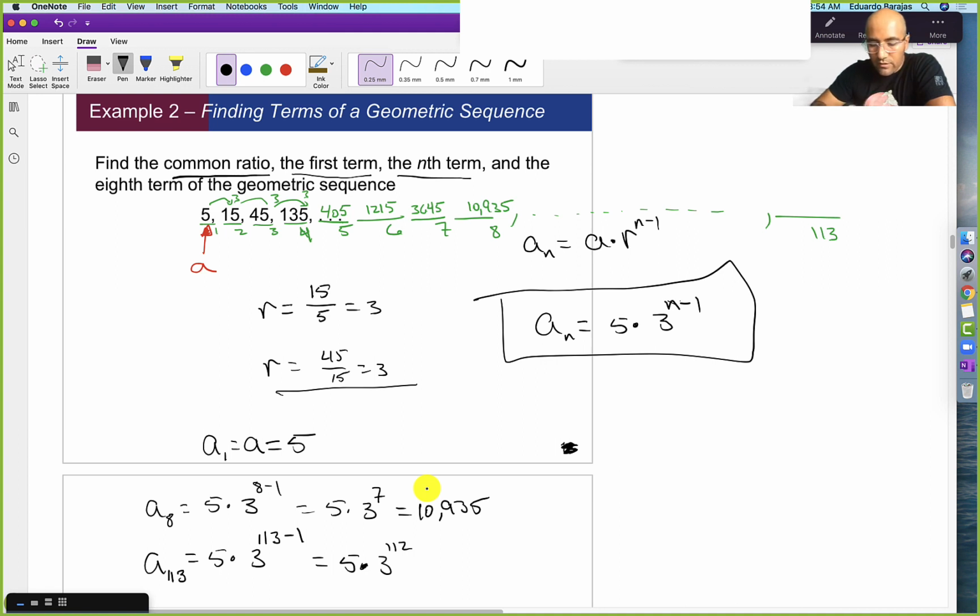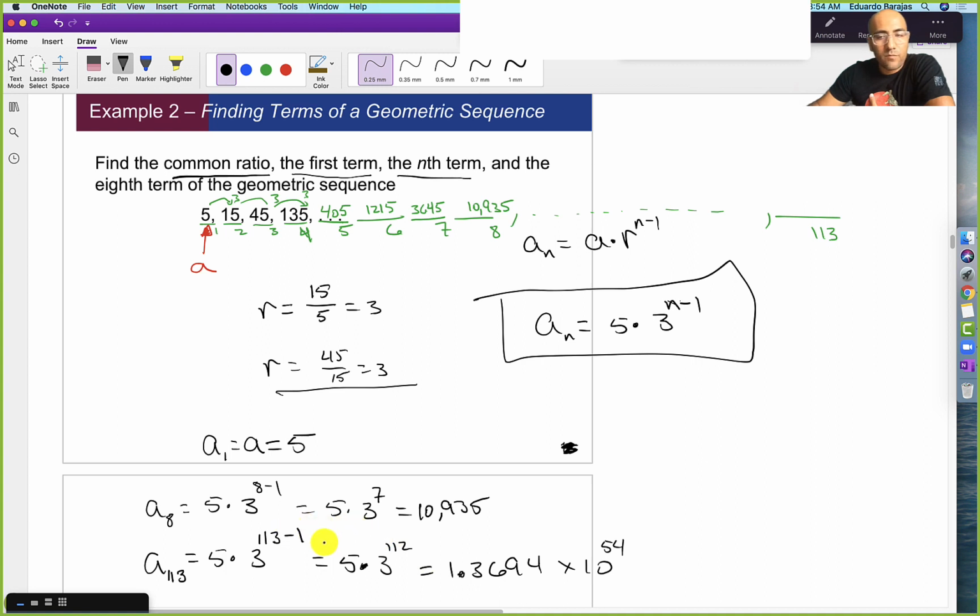I'm getting 1.3694 times 10 to the power of 54. That's a huge number, right? This is 1, 2, 3, 4, 50 zeros behind it, right? That's a lot. That's a huge number.